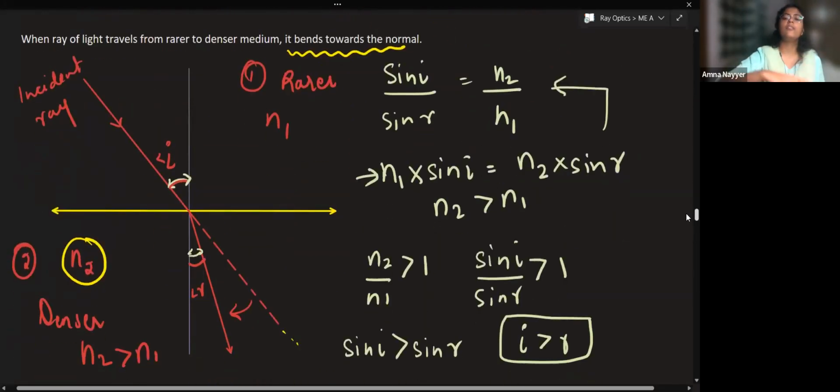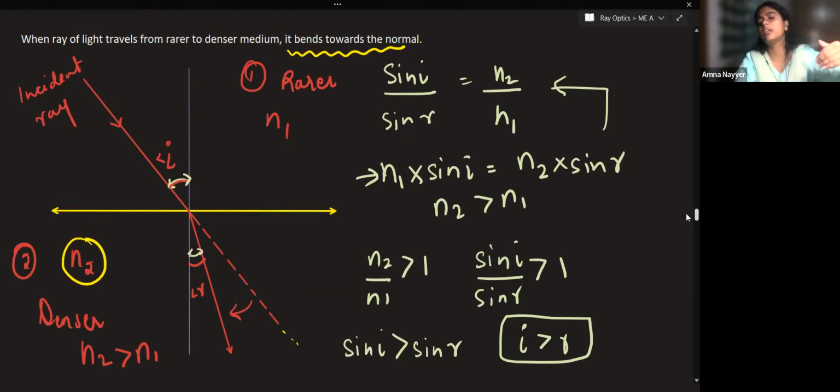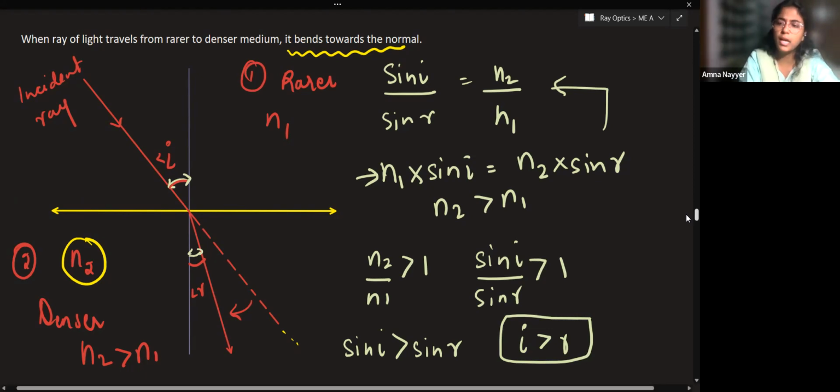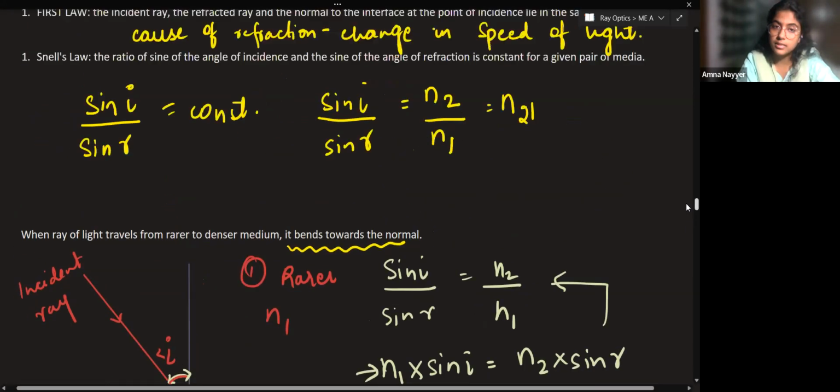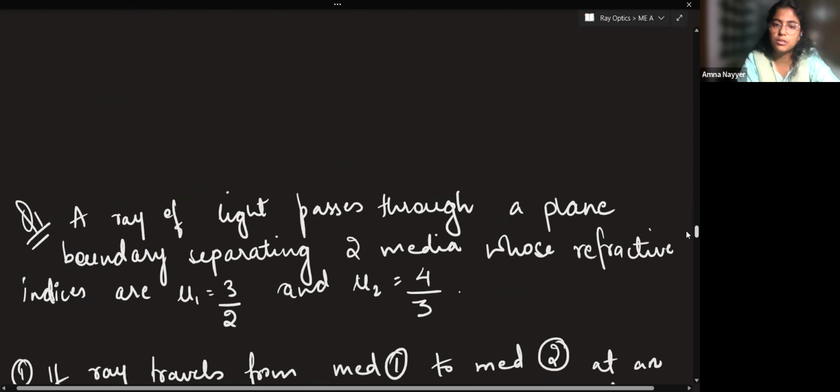So if the ray of light travels from rarer to denser medium, it bends towards the normal, and whenever it is from denser to rarer, it will bend away from the normal. This is what we had discussed. We discussed Snell's law as well. Snell's law questions also we did.